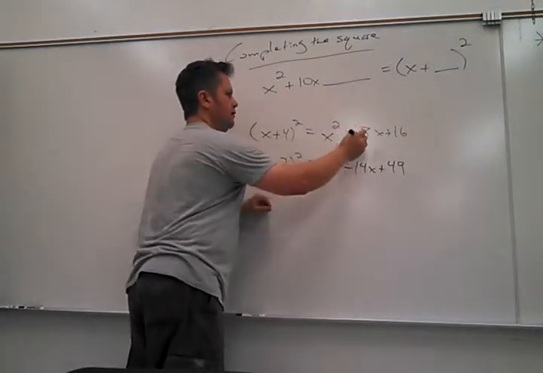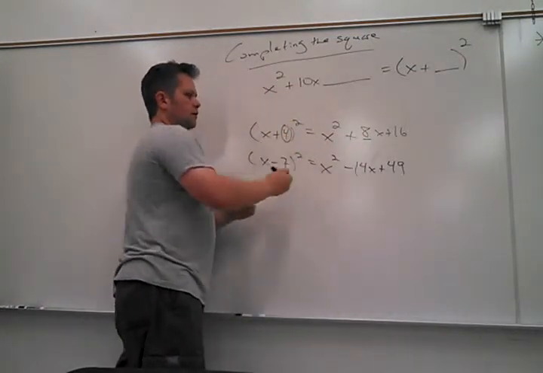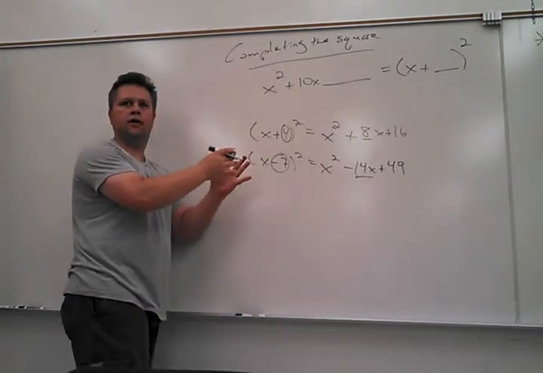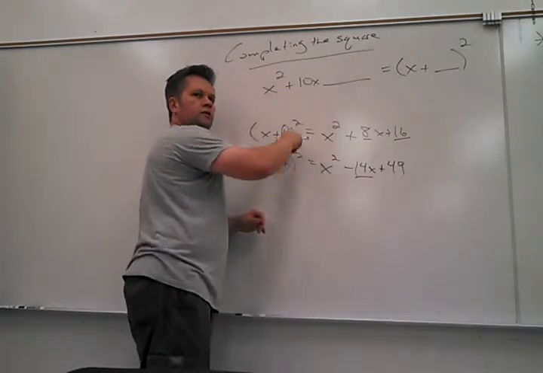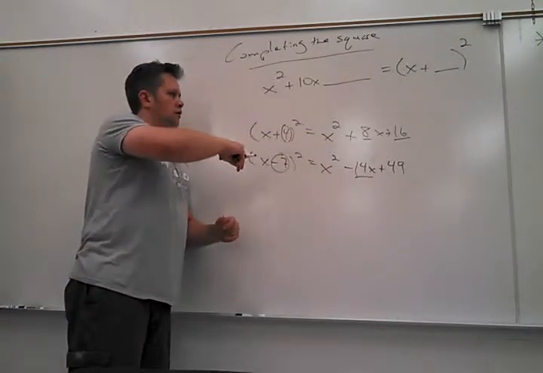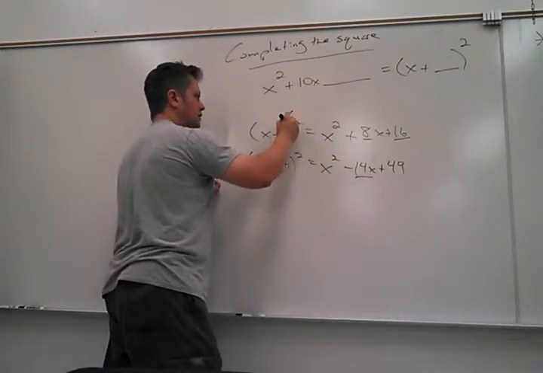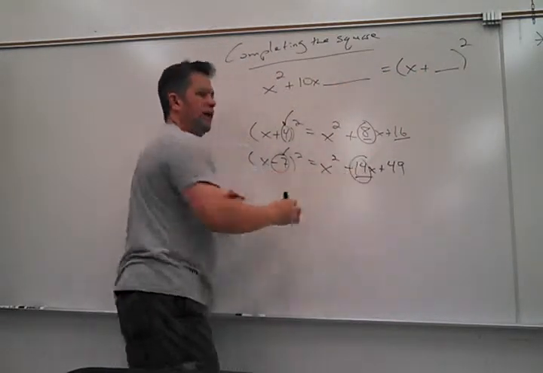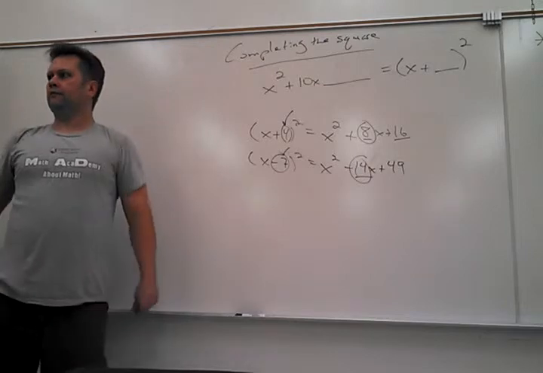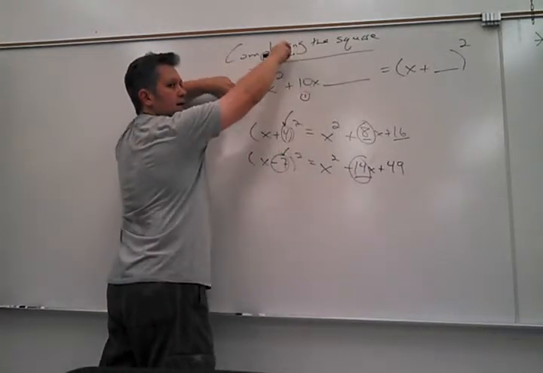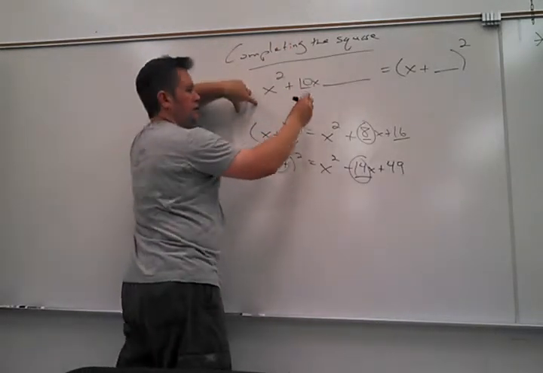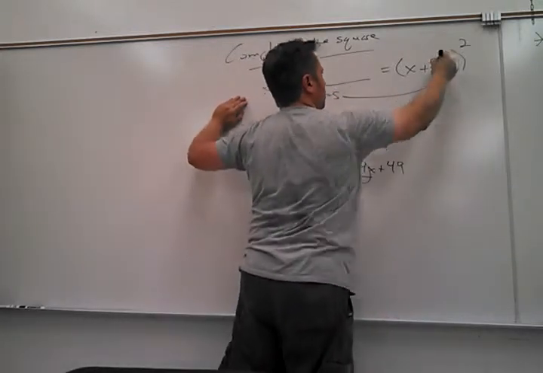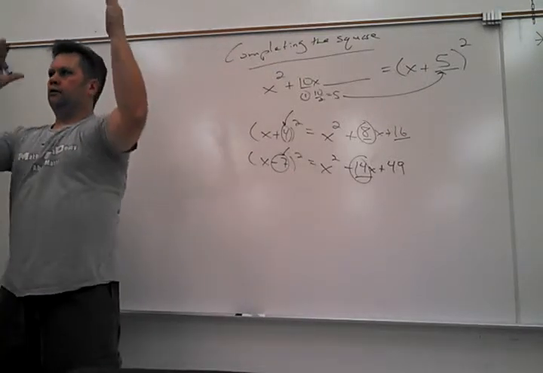So what keeps happening? The middle number is always twice that number added to it. And the last number is always that thing squared. So this number, I can figure out directly just by taking this number and cutting it in half. So the first step in this process is cut the middle number in half. 10 divided by 2, 5. That number will always go right there into the factored form.